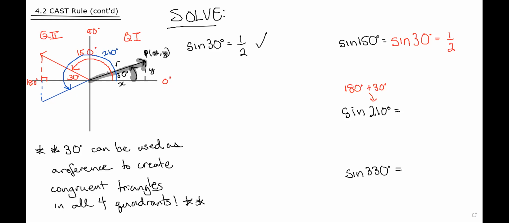For an angle of 210 degrees, I can create a triangle with an interior of 30 degrees in the third quadrant. So again, if I'm dealing with a triangle that has an angle of 30 degrees, what is sine, opposite over hypotenuse, y over r? What is sine of 30? Well, it's 1 over 2. But stay tuned. There's something that I'm going to add to this, okay?